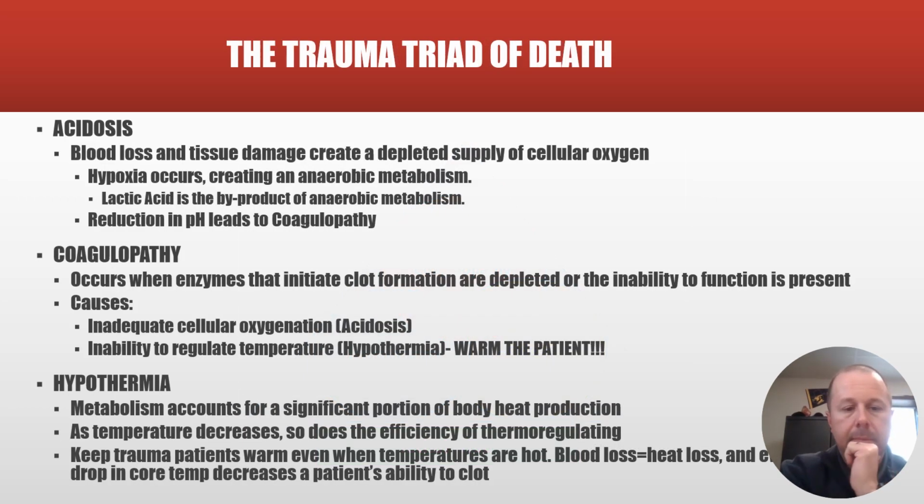All right. Again, everything that I just spoke about. Once hypoxia occurs, creating the anaerobic metabolism is where it's going to lead to death a lot faster. Your lactic acid is the byproduct. Reduction in pH leads to coagulopathy. And your coagulopathy occurs when enzymes that would initiate clot formation are depleted or unable to function as present. And from that is your inadequate cellular oxygenation, which is your acidosis, your inability to regulate temperature, hypothermia. As you can see, I put in all caps that you need to warm that patient.